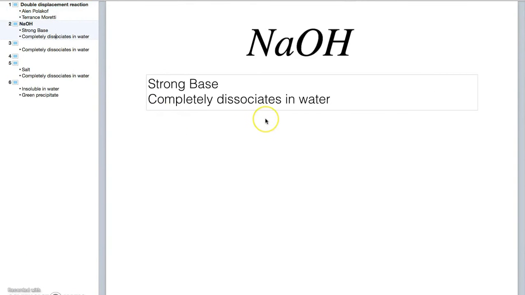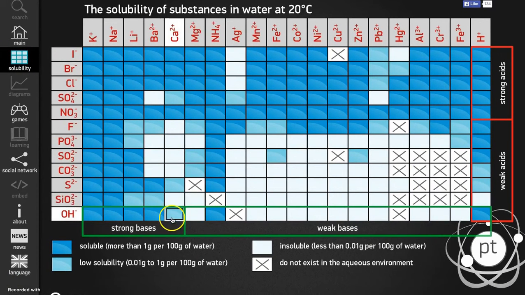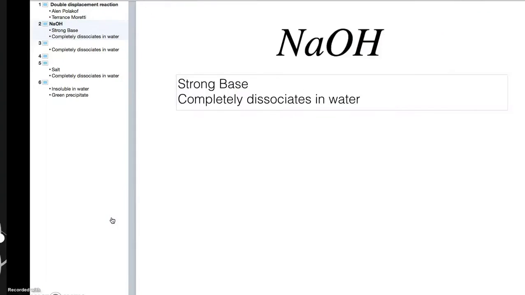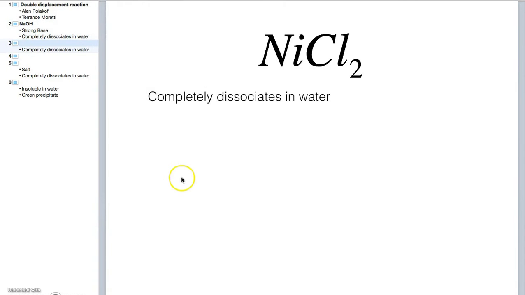Here we have the reactants, which are sodium hydroxide, which is a strong base and completely dissociates in water, as we can see in the table here. For sodium hydroxide, it is very soluble. Then we have nickel chloride, which completely dissociates in water also.